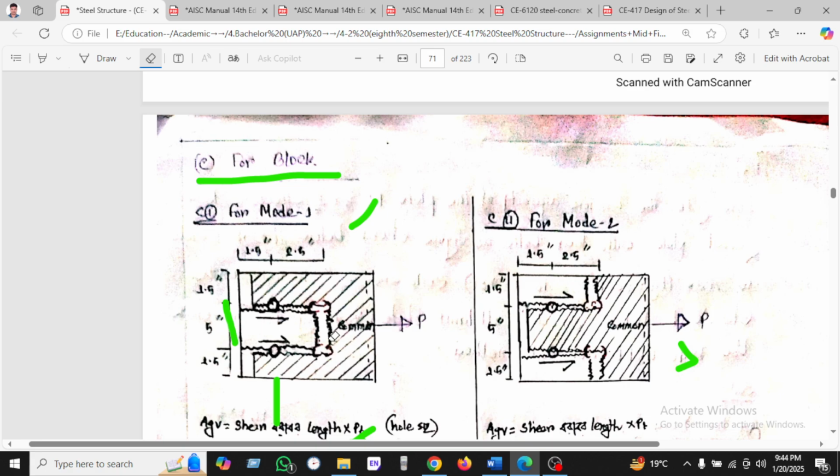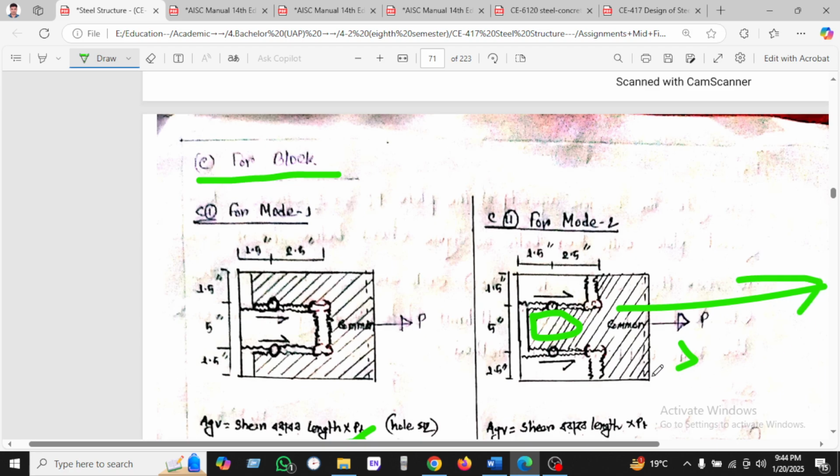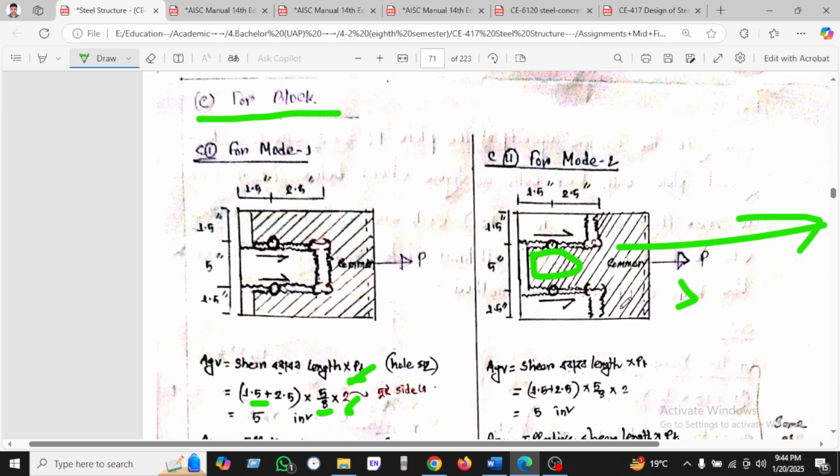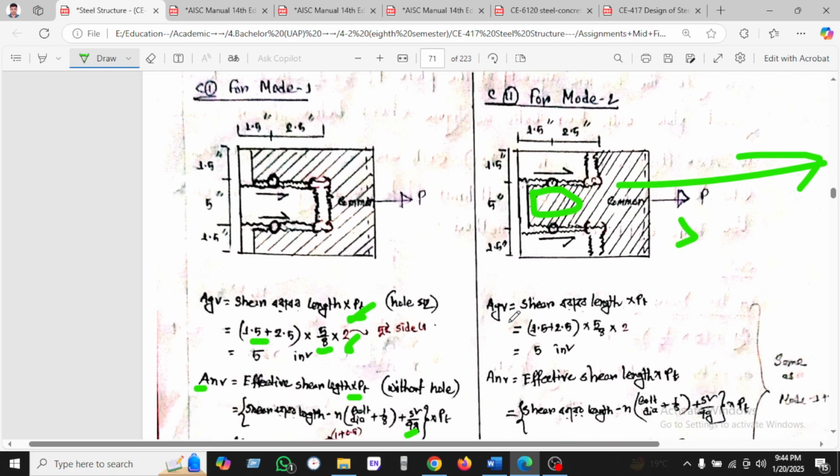So in the same way, we are seeing the block 2, what is happening in mode 2. Sorry, it will not be block 2. So in mode 2 we are seeing that this portion will also come out when the load is applied, when the failure occurs. Okay, let's see.